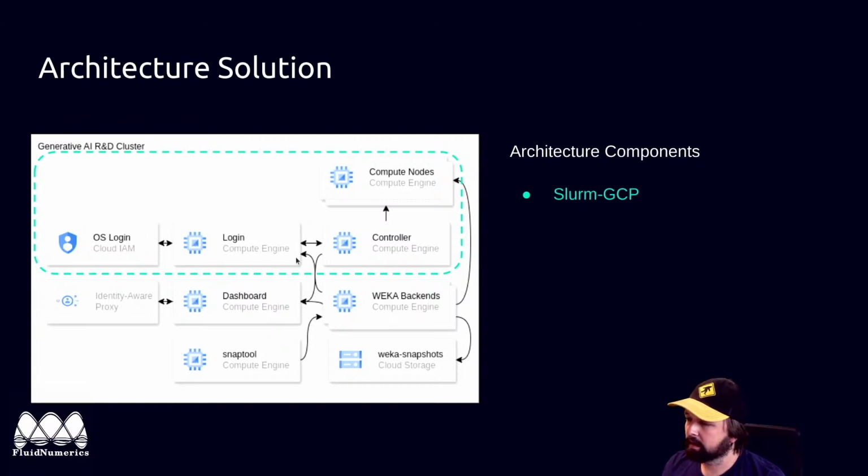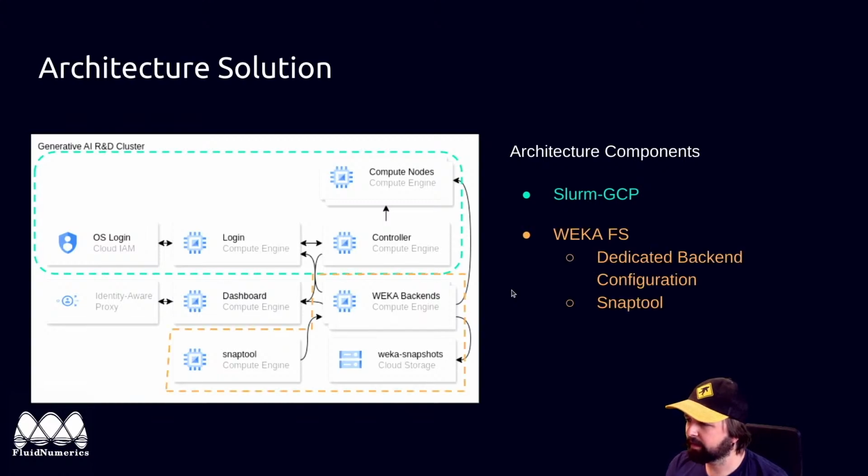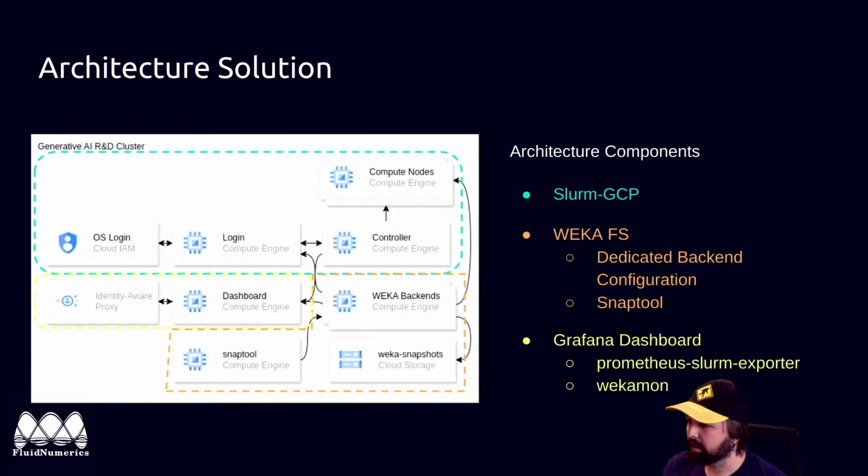Each of those instances, the login, controller and compute nodes, mount their network file systems from a WEKA file system in what's called a dedicated backend configuration. And to handle the snapshots, WEKA provides a nice deployment called SnapTool that you can use to schedule regular snapshots to be done, and those can also be duplicated back to Google Cloud Storage, so completely independent of your cluster, which is quite handy.